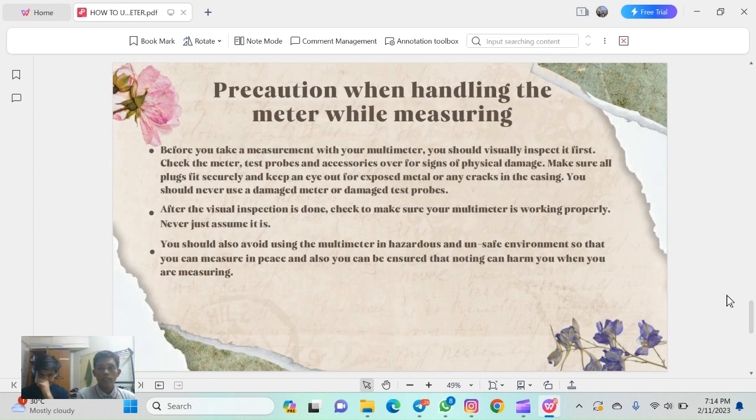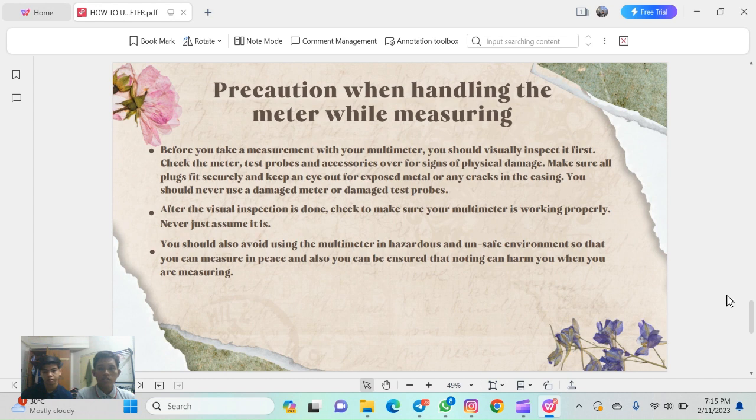Precautions when handling the meter while measuring. Before you take a measurement with your multimeter, you should visually inspect it first. Check the meter, test probes, and the accessories over for signs of physical damage. Make sure all plugs fit securely and keep an eye out for exposed metal or any cracks in the casing. You should never use a damaged meter or damaged test probes.